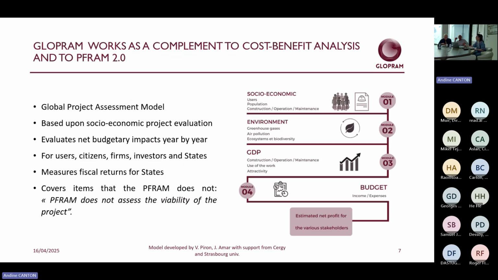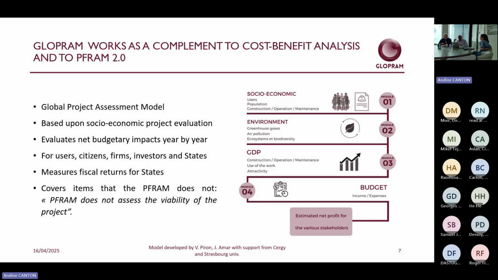So to summarize, GLOPRAM works as a complement to a cost-benefit analysis. You understand that it is clearly the starting point. The environment analysis, obviously, which is symmetrical, and then evaluate the increase of GDP due to the project. And once you have the GDP, it is rather automatic to have the fiscal additional resources.